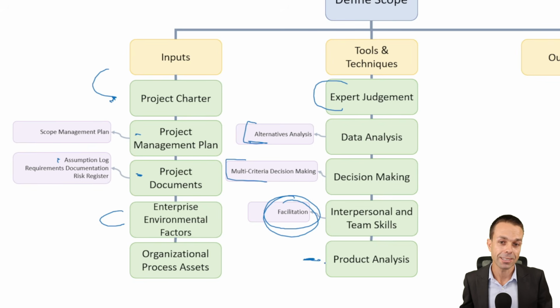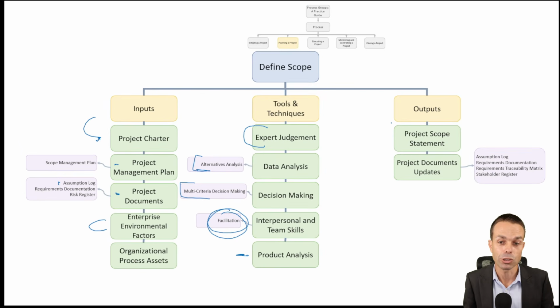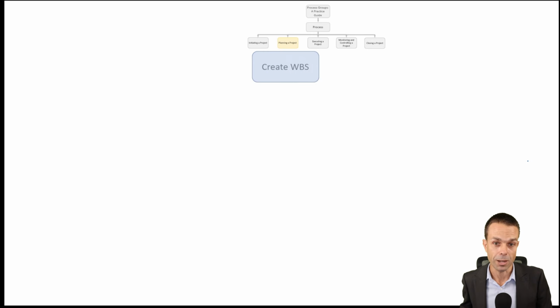And then product analysis, we want to analyze our product and figure out which direction it needs to go in. The outputs are our project scope statement, so that's just a high-level scope statement, and project documents, including the requirements documentation, and so we're sort of updating those things, updating stakeholders, and updating the requirements traceability matrix.